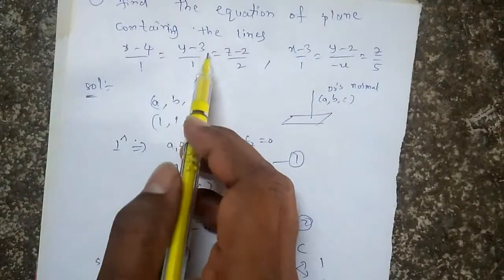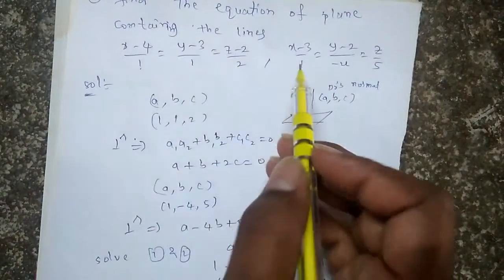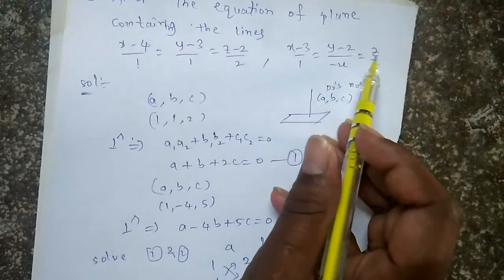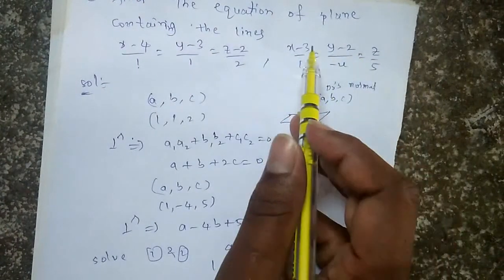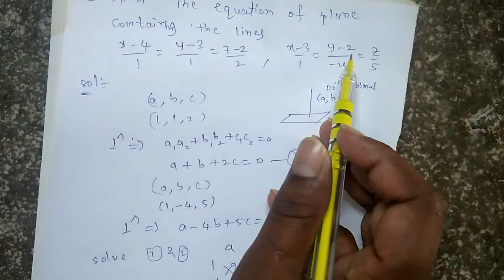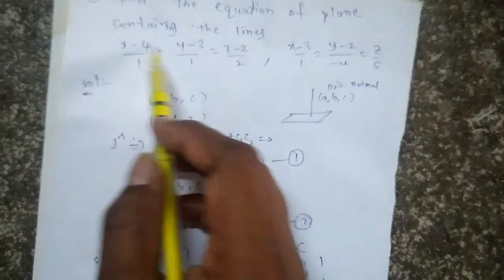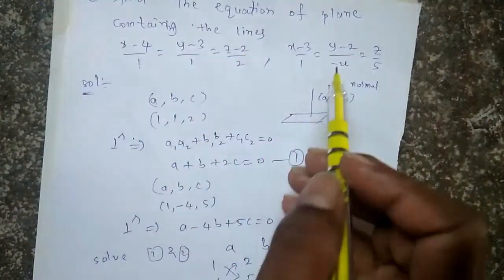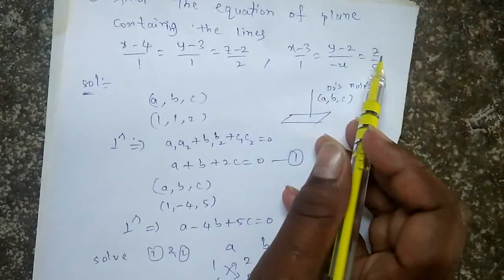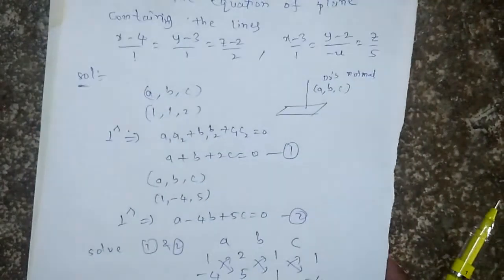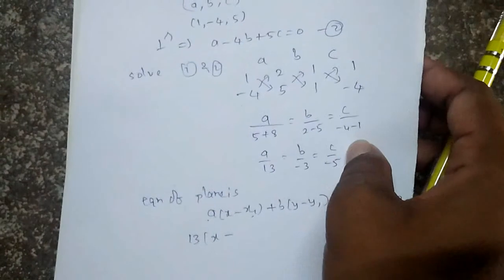Observe 4 3 2, that is 1 point, and this is 3 2, here there is no term, so 0, 3 2 0. Those are 2 points. You can take any of those 2 points. One is 4 3 2, another point is 3 2 0. So you can take any of the 2 points, you will get the same answer.